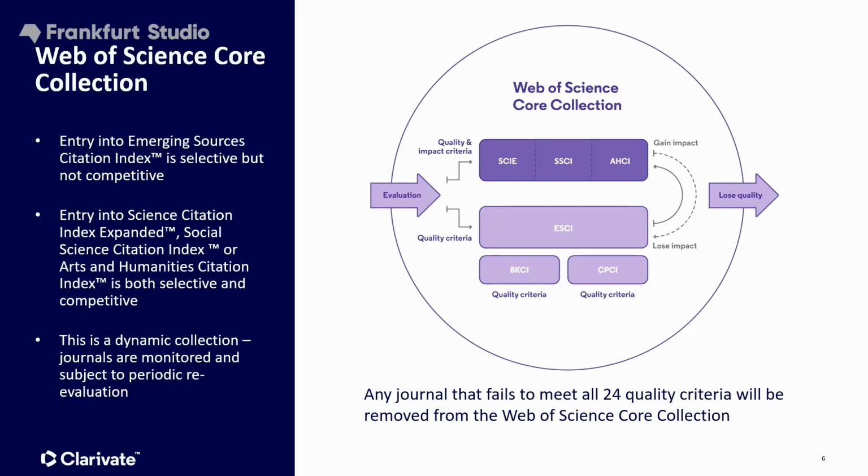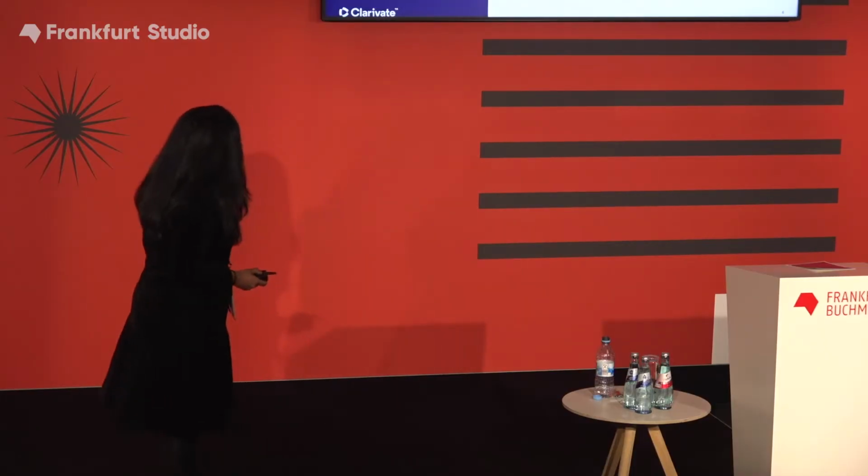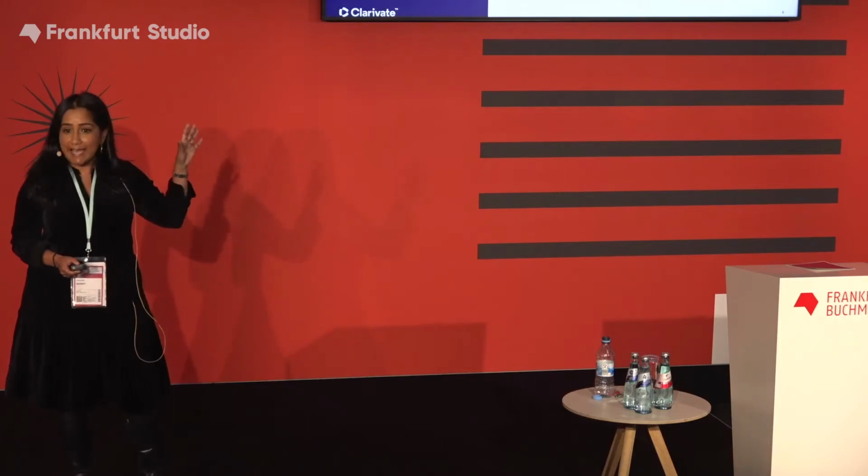In contrast, to get into one of the discipline-specific indices, we are comparing journals, and that's when a journal has to pass the additional 4 impact criteria, where we're also looking for the most impactful, the most influential journals. And in those cases, we are looking for high citation activity because we're using citation activity as the proxy for scholarly impact.